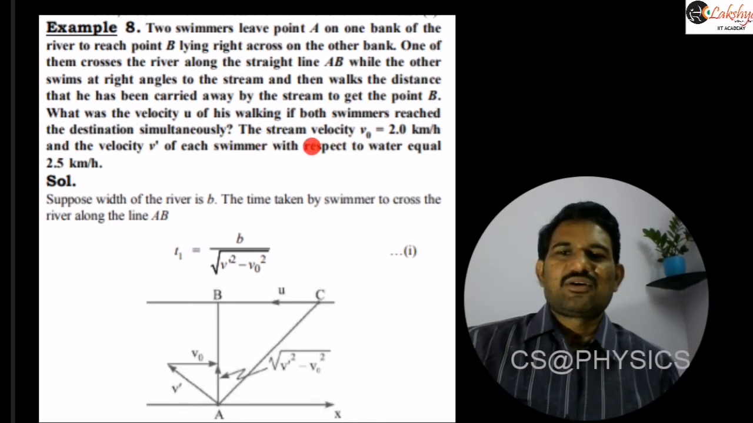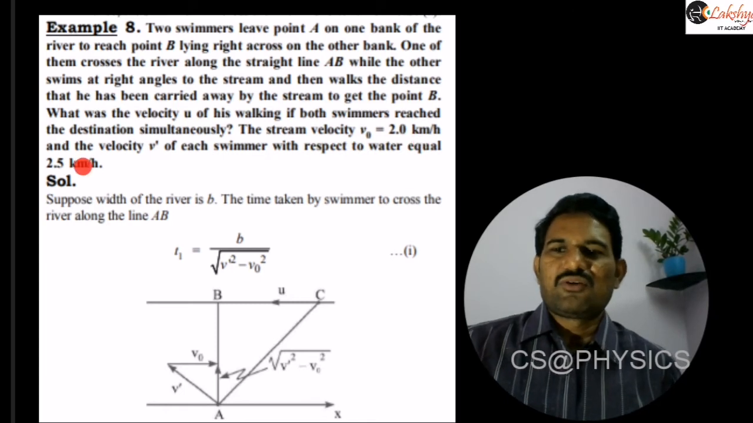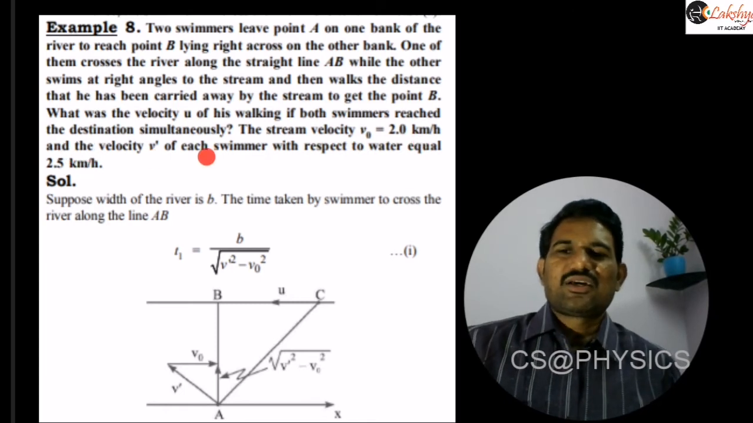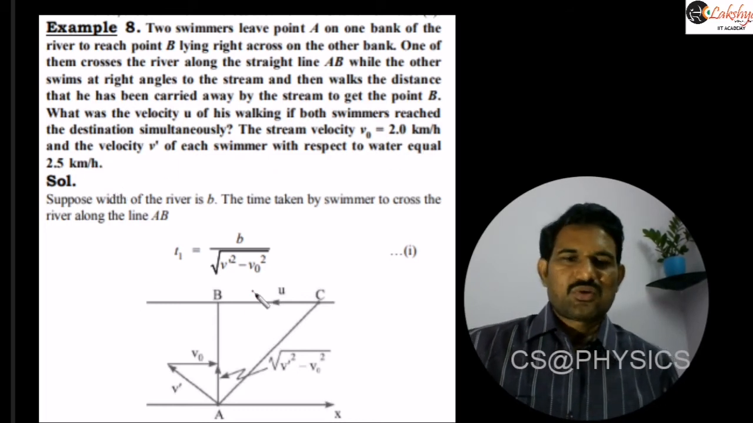The stream velocity is 2 kilometers per hour and the velocity V dash of each swimmer with respect to the water is equal to 2.5. So here we got the information.